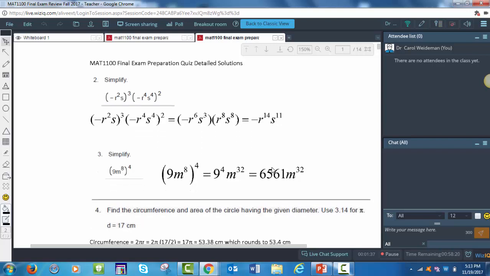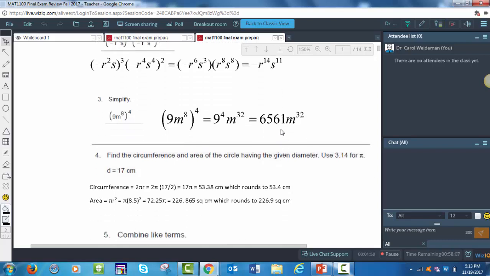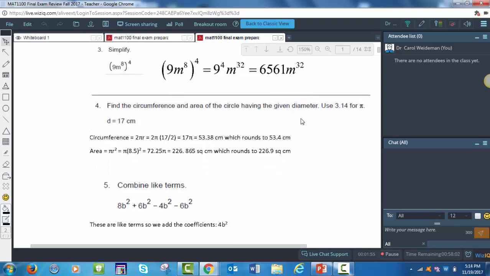Question number 3, again, we're using exponents, so we want to distribute this 4. So we're going to get 9 to the 4th and then m to the 32nd power. And then we go ahead and raise 9 to the 4th power, and we get 6561 m to the 32nd power.